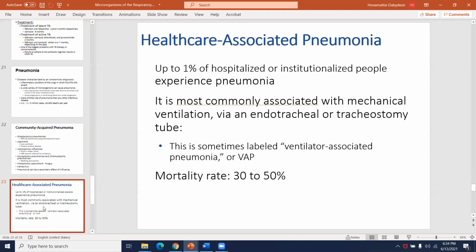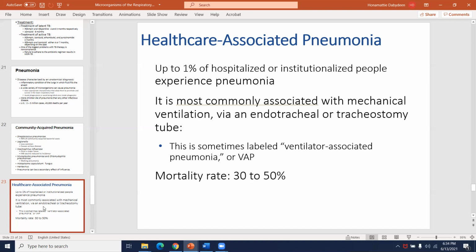Okay. The other thing I would like to talk about is the health-associated pneumonia, or what we call the nosocomial pneumonia. About 1% of hospitalized or institutionalized patients experience this type of pneumonia. Usually it's associated with mechanical ventilation, maybe the endotracheal tube, the ventilators. In fact, in the hospital setting, they refer to them as ventilator-associated pneumonia, the VAPs.